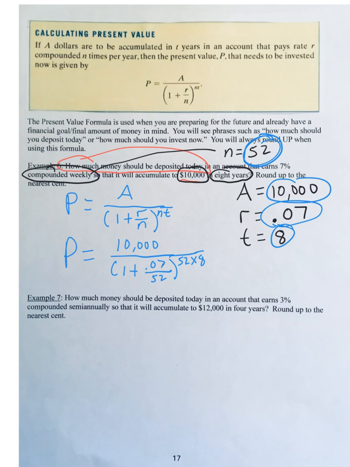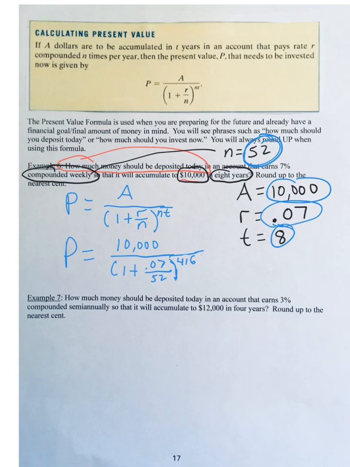As usual, I would encourage you to do the exponent first, even though it's on the bottom of the fraction. So your exponent is 52 times 8. Since I don't have much room, I'm going to erase it and replace it. So 52 times 8 is 416. So let me erase this. So you end up with 416 as your exponent to the quantity in the denominator.